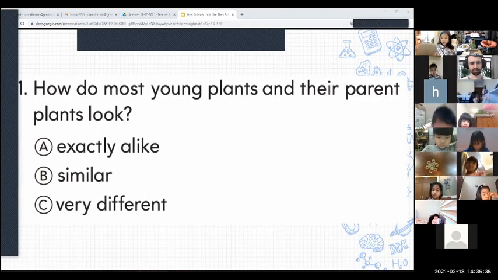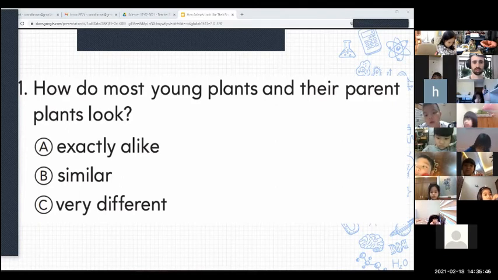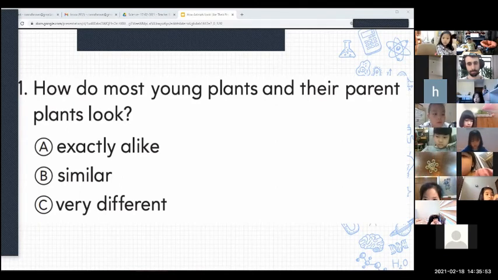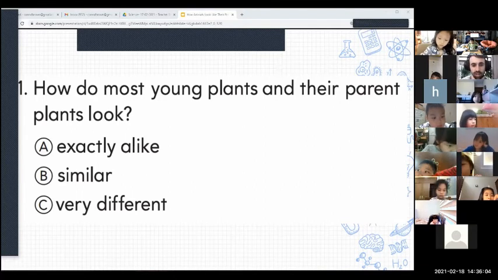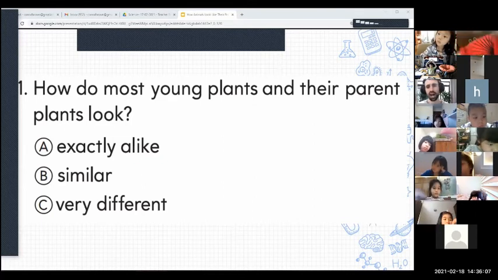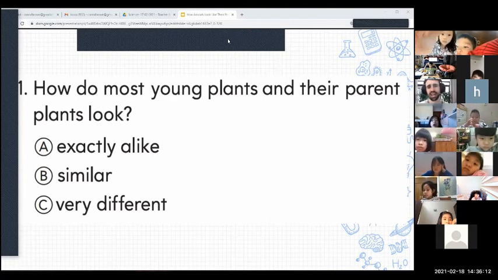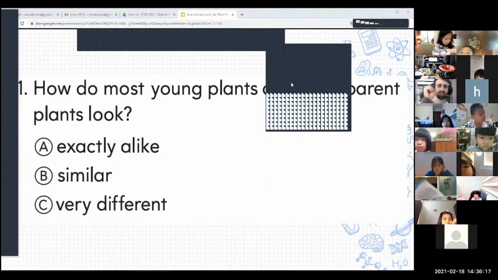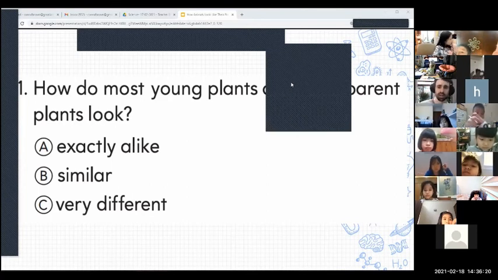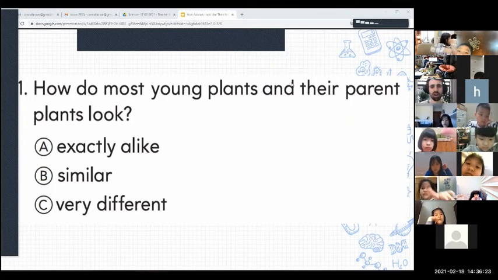How do most young plants and their parent plants look? Is it exactly alike, similar, or very different? Everyone, I'm going to allow you guys to annotate and draw a circle around the answer you think it is. You can draw in 3, 2, 1, draw.